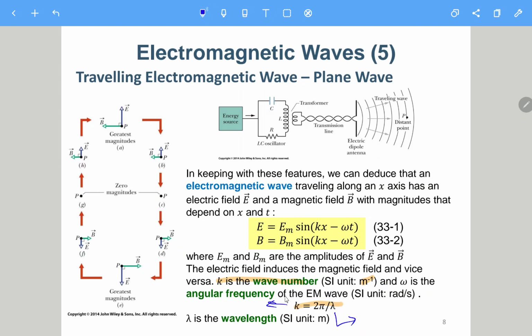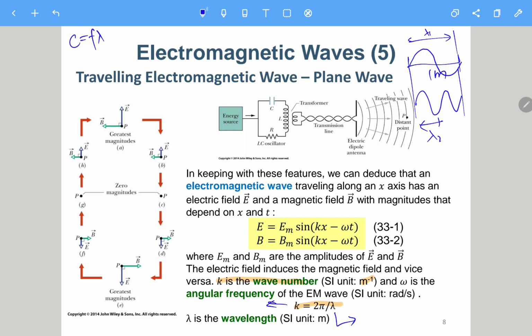If lambda is larger, K is smaller, because for a unit length, say 1 meter, if the wavelength is longer, maybe you can only count 1 wave in the unit length. If the wavelength is shorter, say 2 times shorter, so this lambda is shorter, you can count more waves in this unit length. So this is called the wave number. And also you can see that I mentioned before c equals f lambda.